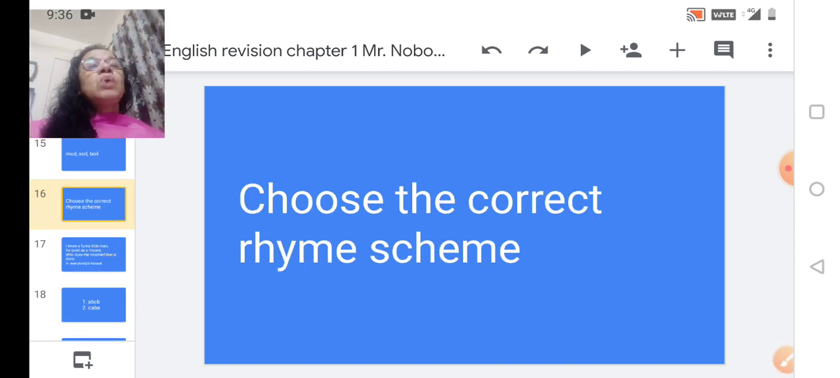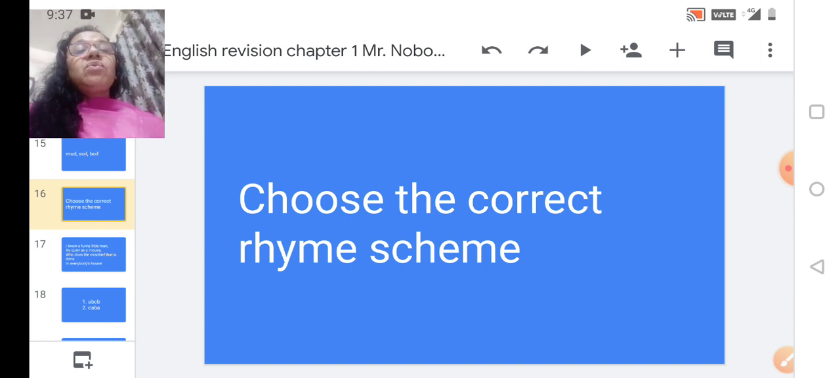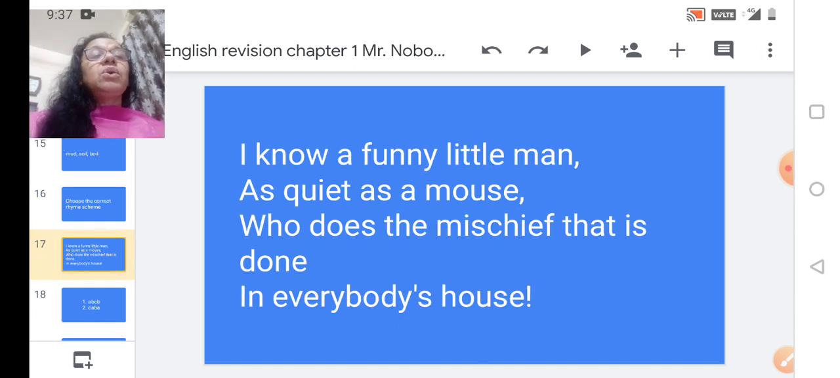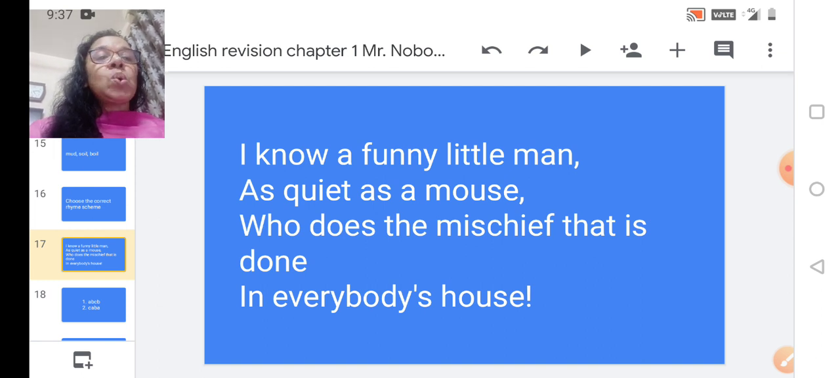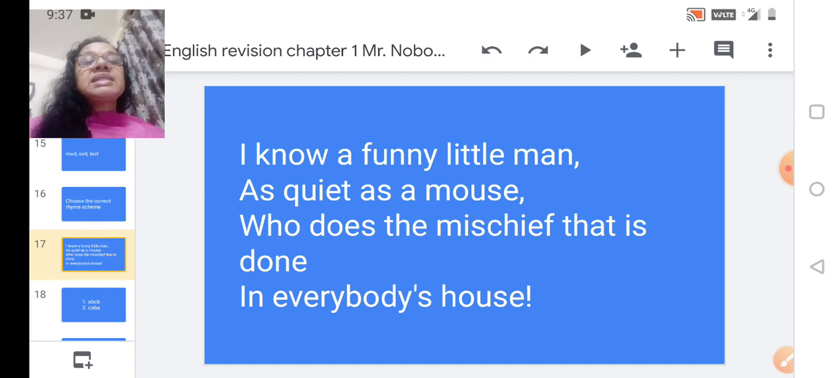Next. Now we come to our main question over here. Choose the correct rhyme scheme. If you remember, the teacher has taught you how to make a rhyme scheme. Let us see which stanza we can find here. I will read the stanza for you. I know a funny little man, as quiet as a mouse, who does the mischief that is done in everybody's house. Now what are we expected to do? We are supposed to make a rhyming scheme, and there will be options given. So let us see in the next.